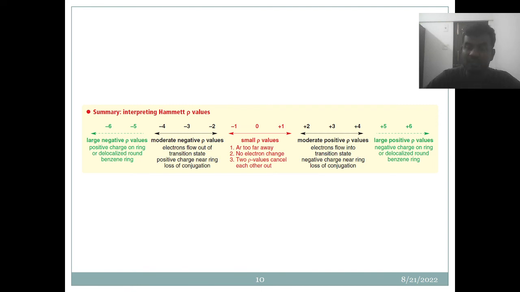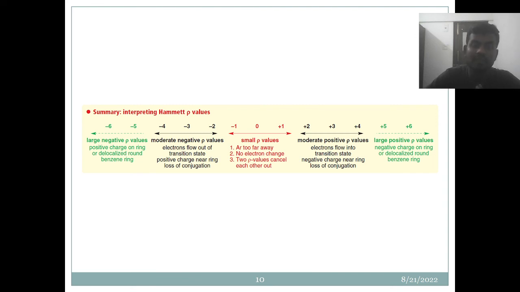Loss of conjugation. It will be a very high value when there is a negative charge on the ring. So if there is a negative charge generated on the ring itself, or delocalized around the benzene ring, then we can expect a value more than plus 5. That is tentative, so you can follow this. On the left side, we can see -2 to -4.